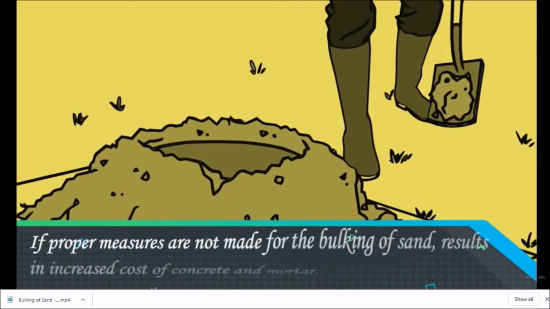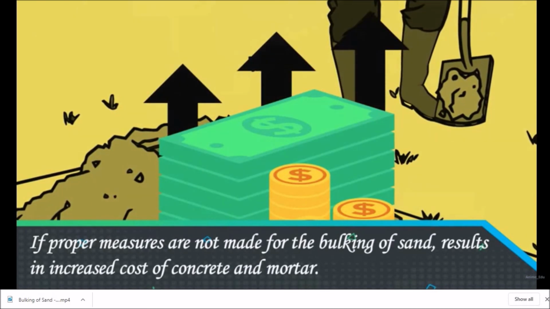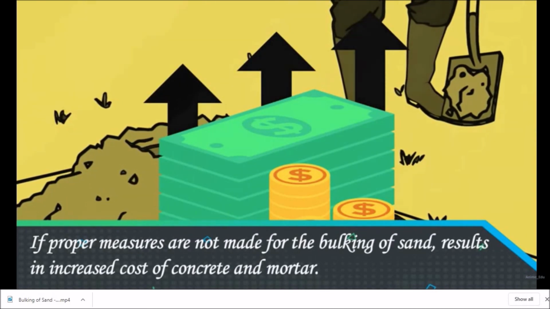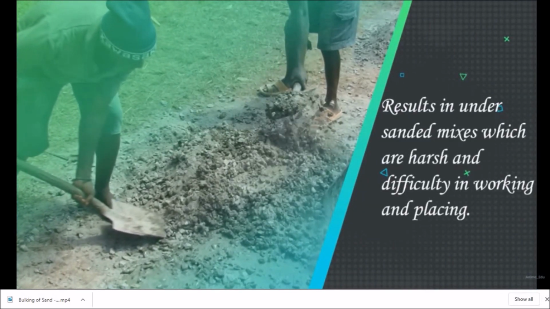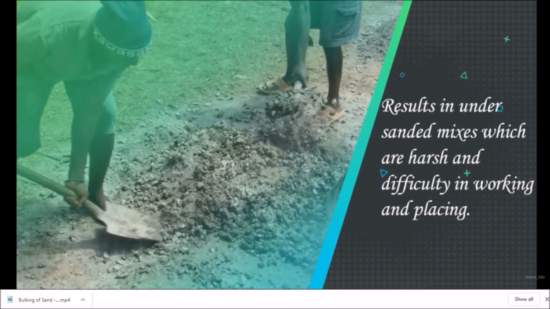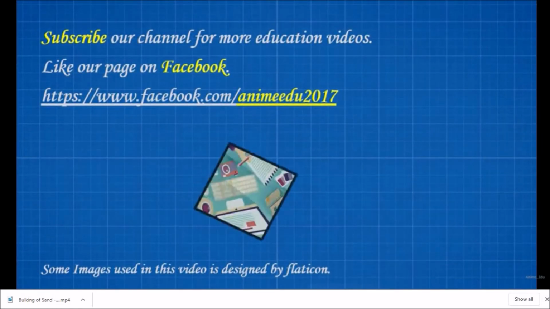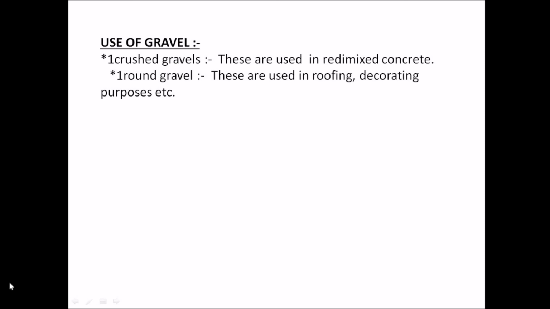If proper measures are not taken for the bulking of sand, it results in increased cost of concrete and mortar, and also results in undersanded mixes which are harsh and difficult in working and placing. Then next we shall discuss the use of gravel. Crushed gravels are used in ready-mix concrete and round gravels are used for roofing and decorating purposes.